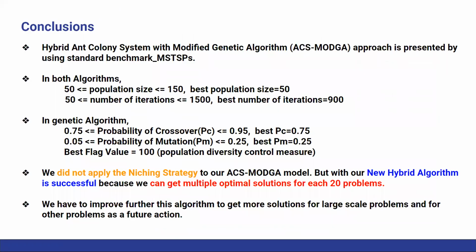So let's enter the conclusions. Here, the ACS MODJ approach is presented, and these are the optimal parameter values which I have used. We did not apply a niching strategy to our model, but the new hybrid algorithm is successful because we can get multiple optimal solutions for each of the 20 problems. We have to improve this algorithm further to get more solutions for large scale problems as a future action.